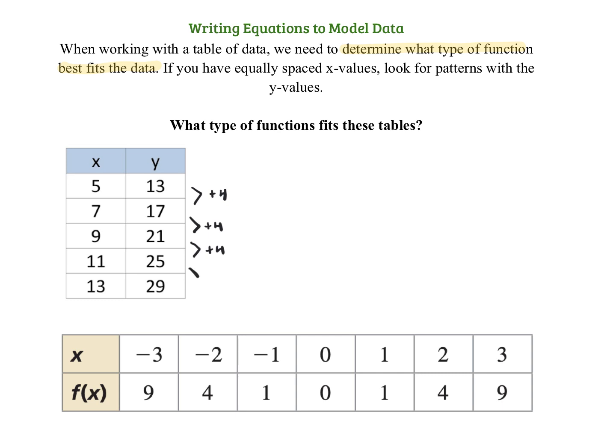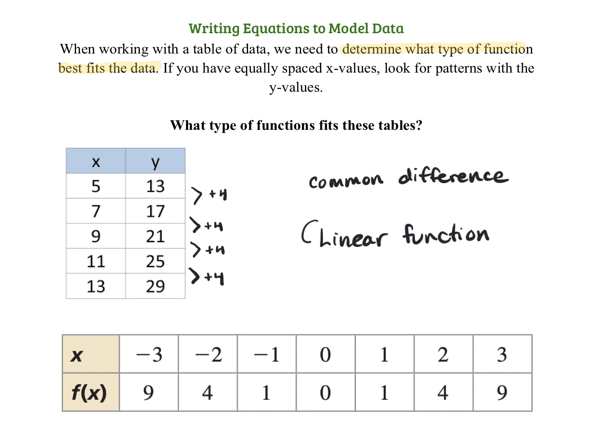And I notice that that pattern is consistent the whole way through. So if you are adding or subtracting the same number to get to the next x value, that's what's called a common difference. It essentially means that the rate of change of your data is consistent, or another way of saying that is that it has a constant slope. So when you have that common difference, like you see here, this is going to be a linear function. We would model this with a linear function.